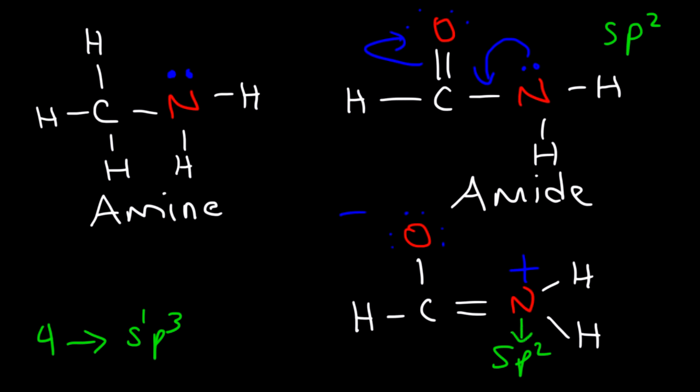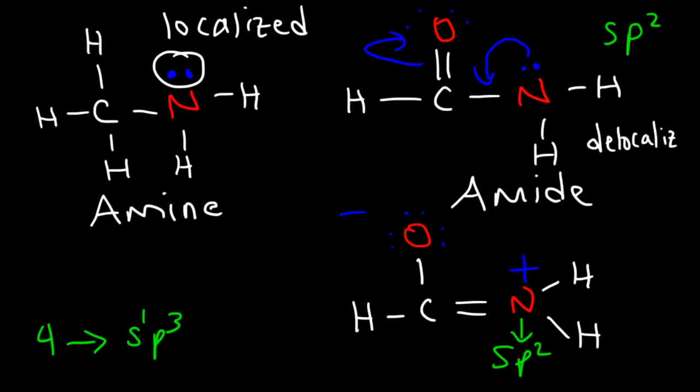So when dealing with localized electrons, these are electrons that don't move. They're basically stuck to the atom that they're bonded to. These lone pairs, they're only attached to nitrogen. So when dealing with localized electrons, you count them towards hybridization. When dealing with delocalized electrons, these are electrons that are not stuck to one atom. So this electron could be on the nitrogen atom, or it could be between the carbon and nitrogen atom. So electrons that can move in resonance structures, don't count them towards hybridization. So keep that in mind.